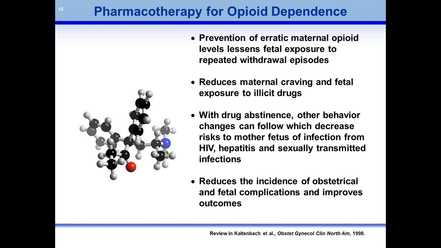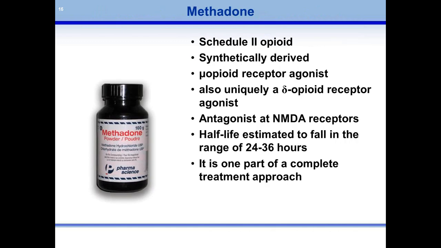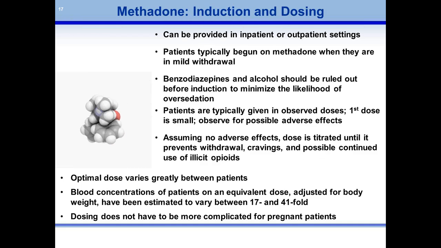And then we certainly know that methadone has been used for many years, and it reduces the incidence of obstetrical and fetal complications, and it improves outcomes. This is methadone, just a picture of it. It is obviously a mu opioid agonist, and its half-life is somewhere between 24 to 36 hours. And it is best viewed as one part of a complete treatment approach. It has been used for over 40 years and is a life-saving medication, both for pregnant as well as non-pregnant patients. It can be provided either in an inpatient or an outpatient setting for pregnant women.